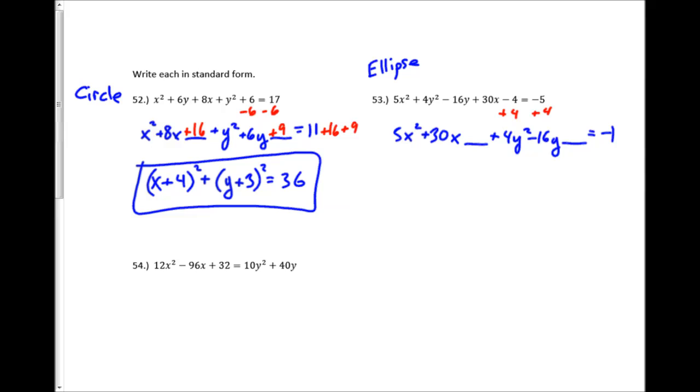And now from here, I can't do b divided by 2 and square it just yet. I've got to factor out these a values because I can't complete the square unless I have a 1 in front of the x squared. So when I do that, let me skip this over just a little bit to give myself a little more space. I factor out that 5. That gives me a plus 6x with a little space. Here I factor out the 4.